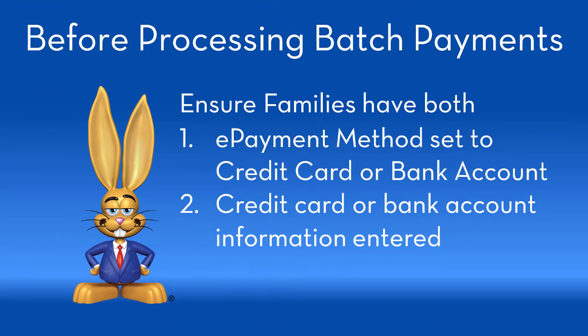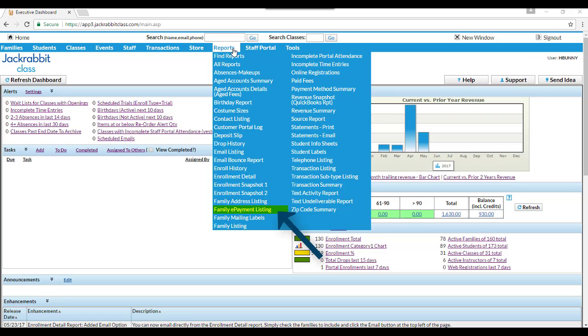Processing multiple credit card or bank draft payments is called batch processing. Before you begin, you should ensure families paying via their credit card or bank account have their ePayment method field set to either credit card or bank account, and families have credit card or bank account information entered. The Family ePayment Listing Report can help you verify this information is complete for each family.